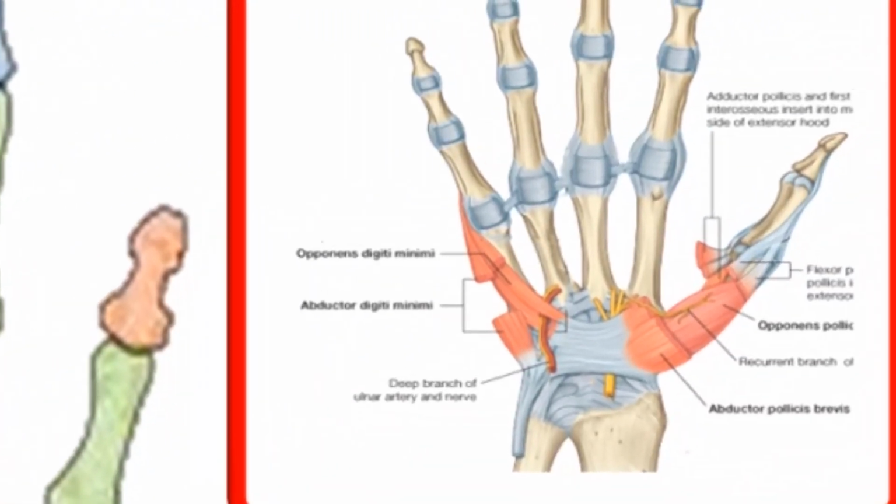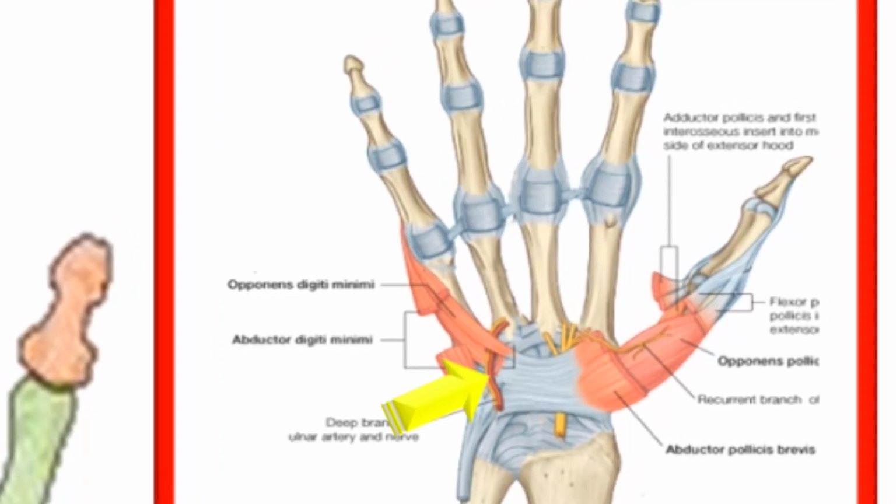We said that its base is penetrated by deep branches of the ulnar nerve and ulnar artery. As the name suggests, opponens digiti minimi rotates the fifth metacarpal toward the palm.